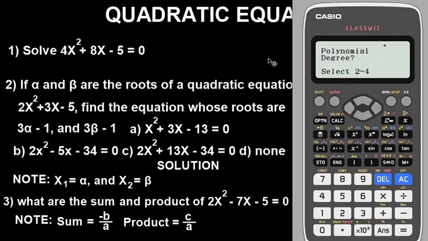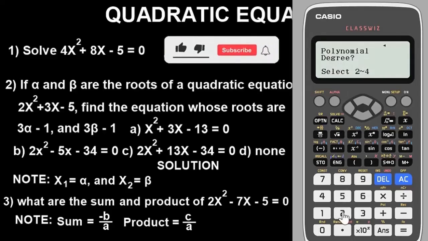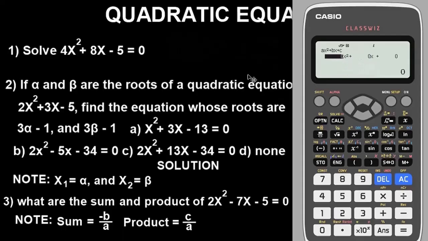Since we want to solve a quadratic equation, and the highest power of a quadratic equation is 2, we press 2. We want to solve a quadratic equation in which the highest power is 2. So what we press here now is 2. Once we press it, it will get us to this place, where we are asked to input the various values, the various coefficients.